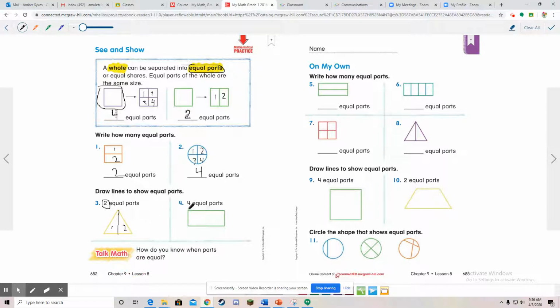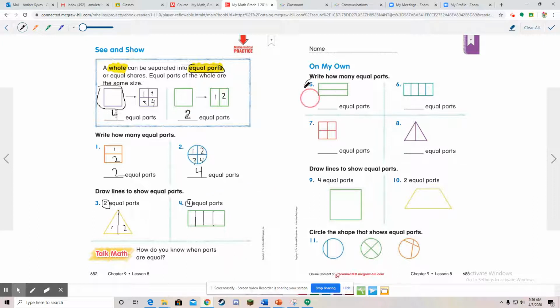This wants us to split it into four equal parts. So let's start right about here. One. One, two. Am I done? No, it wants four equal parts. One, two. One, two, three. Still not done. One, two, three, four. Now it's split into four pretty much equal parts.